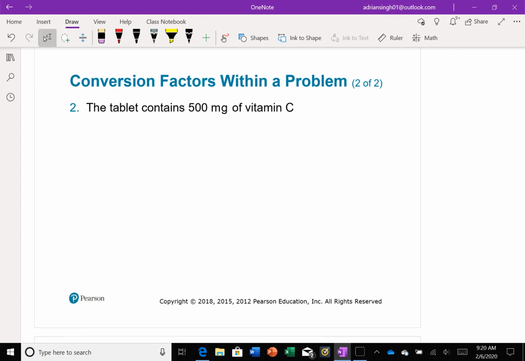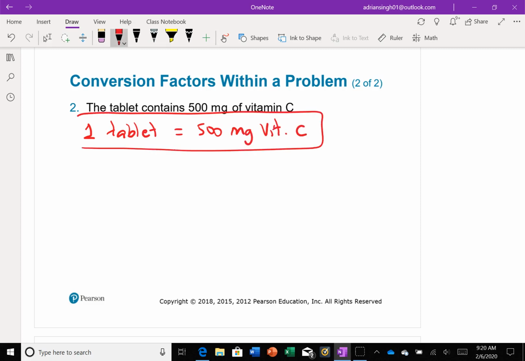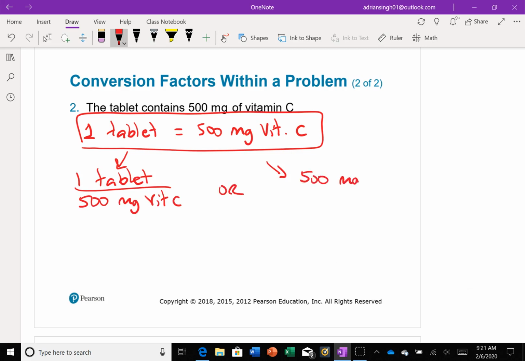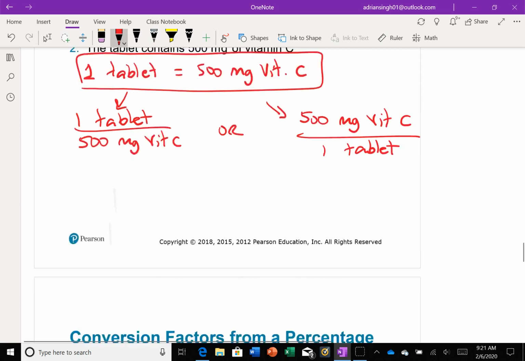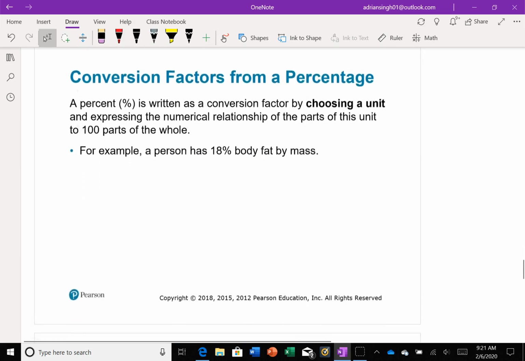Similarly, if we're told that one tablet contains 500 milligrams of vitamin C, we can say that one tablet is equal to 500 milligrams of vitamin C. That's an equality, and then we get our two conversion factors. One tablet over 500 milligrams of vitamin C, or we just flip that: 500 milligrams of vitamin C for every one tablet. We can also get conversion factors from percentages.